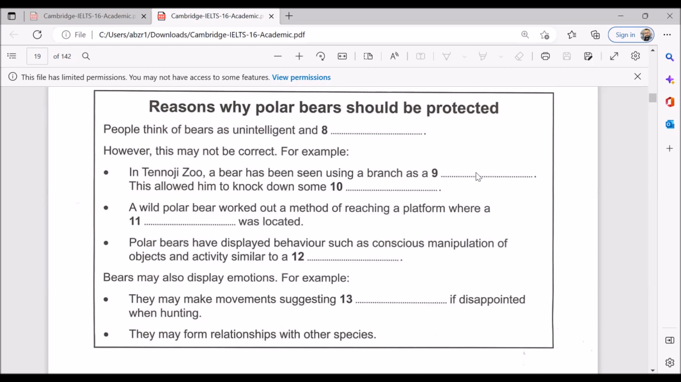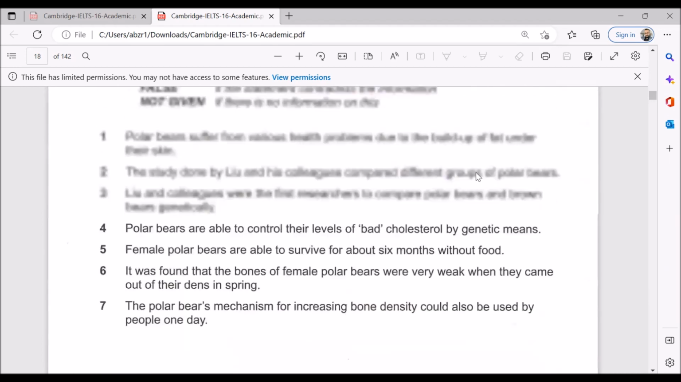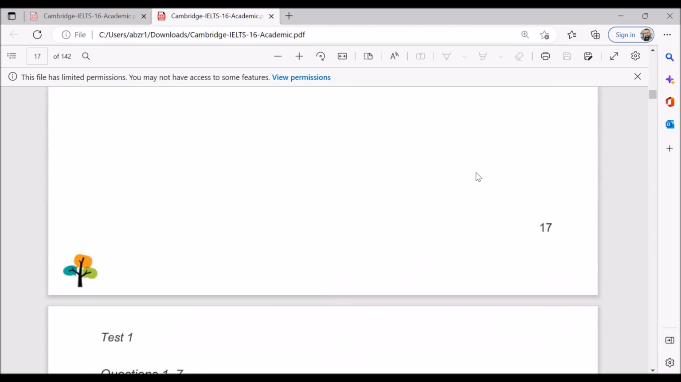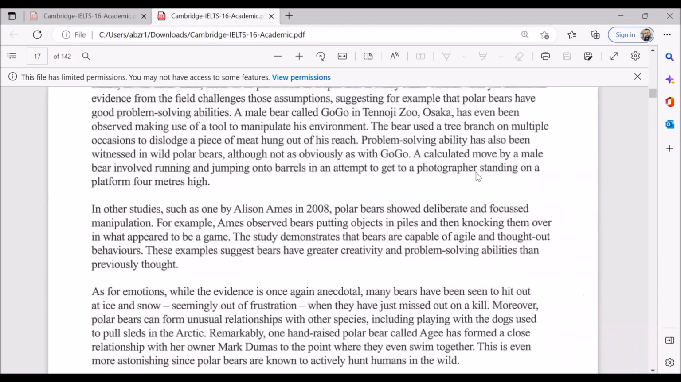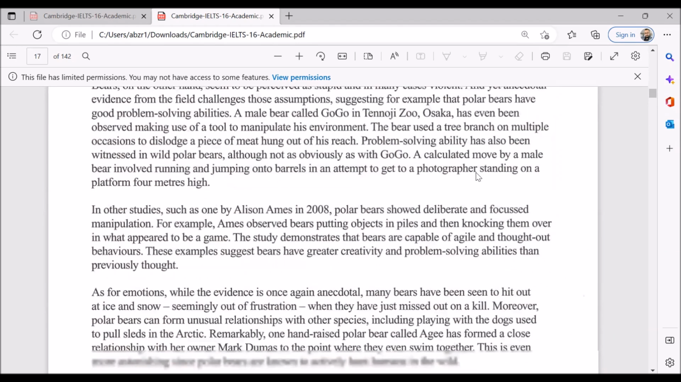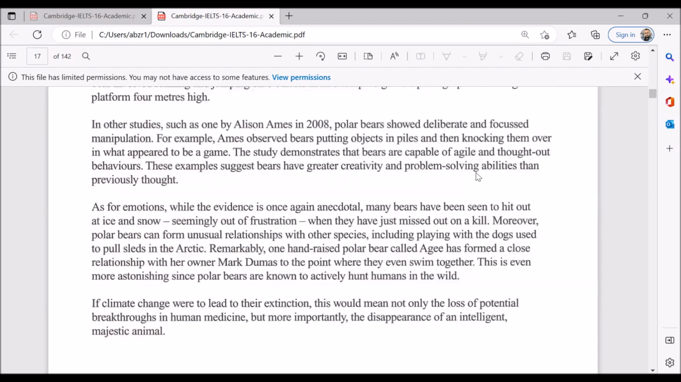Polar bears have displayed behaviors such as conscious manipulation of objects and activity similar to a dash. Let's move on to the next information given right after the information which we used to answer the previous question. Of course, we have to move on toward the next paragraph. In other studies, such as one by Alison, a polar bear showed deliberate and focused manipulation. Manipulation is the exact word they use there.